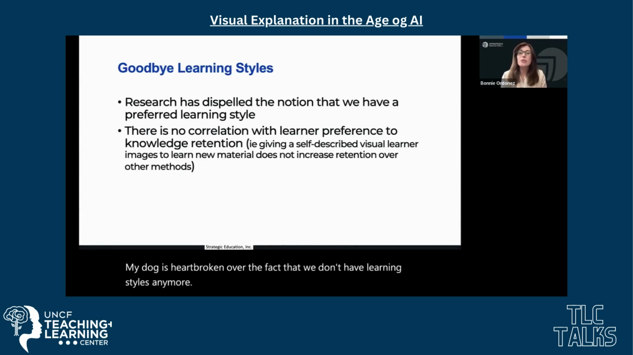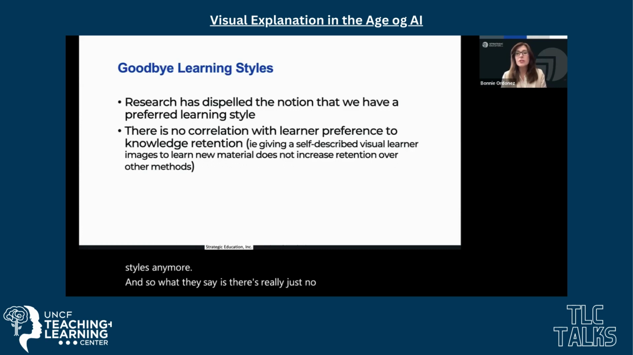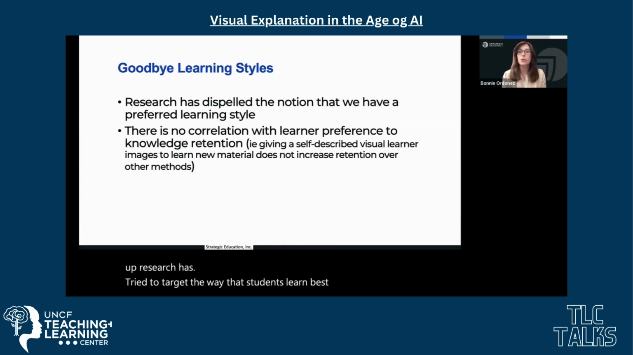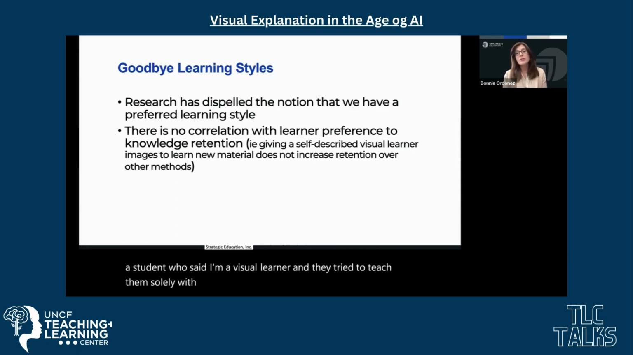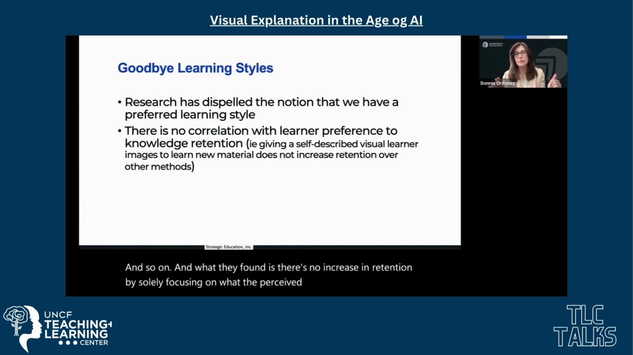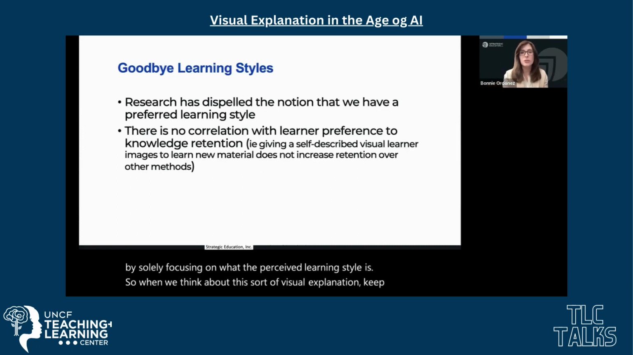And so what they say is there's really just no correlation. Follow-up research has tried to target the way that students learn best. So they would take a student who said, I'm a visual learner, and they tried to teach them solely with visuals. And they tried to take an auditory learner and teach them solely with auditory materials, and so on. And what they found is there's no increase in retention by solely focusing on what the perceived learning style is. So when we think about this sort of visual explanation, keep that in the back of your mind as we go through.